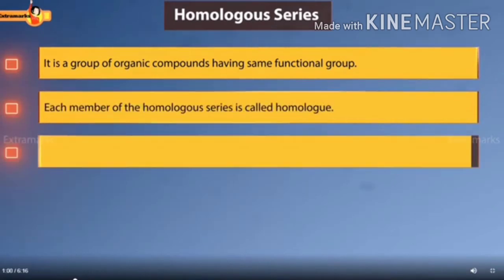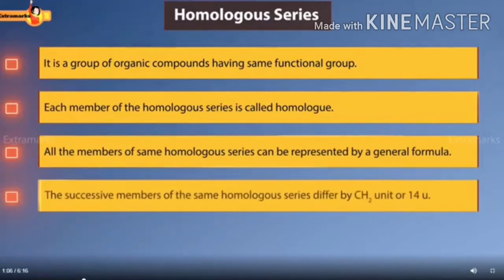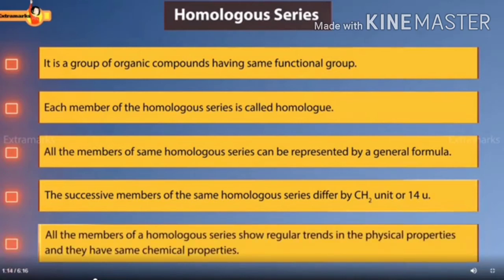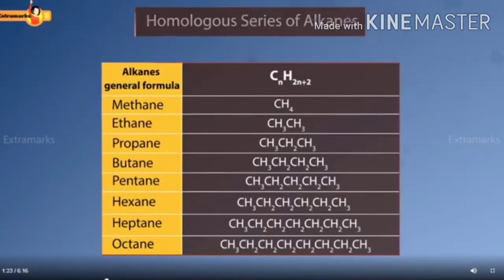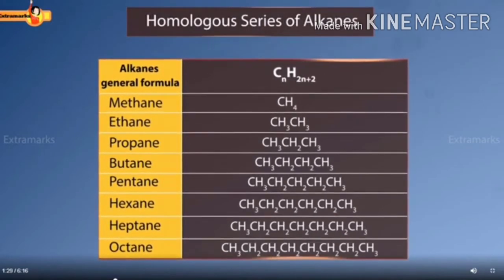All the members of the same homologous series can be represented by a general formula. The successive members of the same homologous series differ by CH2 unit or 14 u. All the members of a homologous series show regular trends in the physical properties and they have the same chemical properties. It seems difficult. Let's decode it with the help of the homologous series of alkanes, the simplest hydrocarbons.